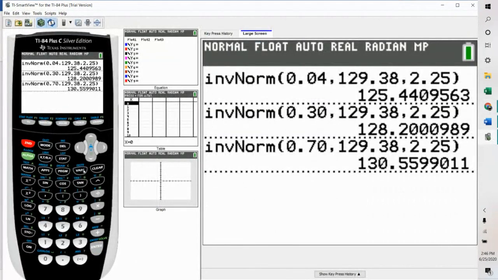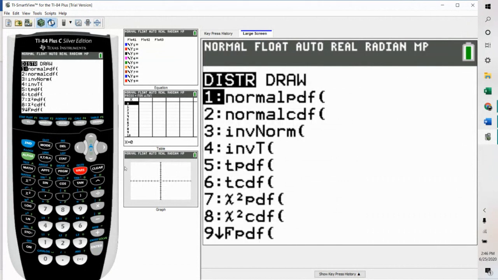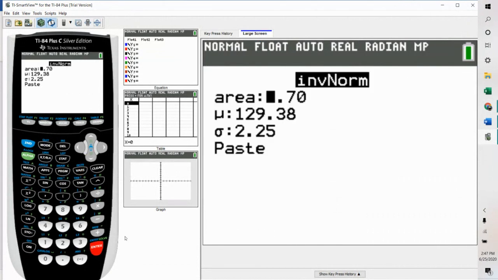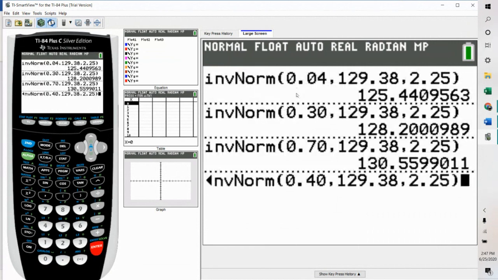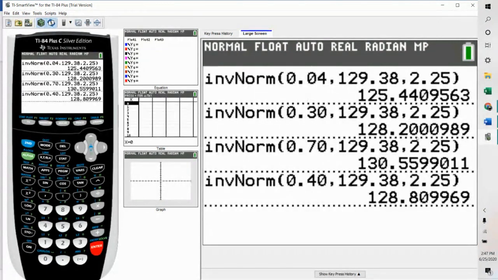So it would be a second distribution. Go down to the inverse norm. And then instead of 70%, we put 40%. So that means there's 128.8 above the 60th percent.